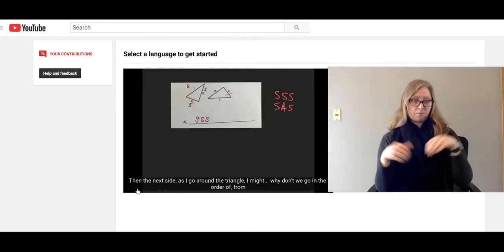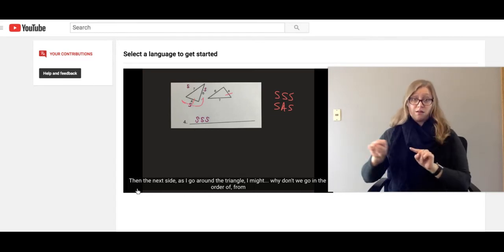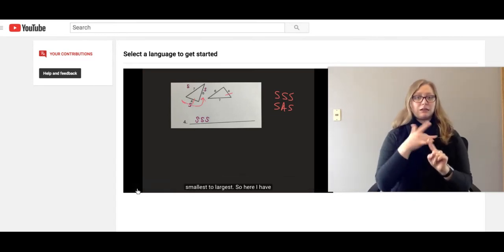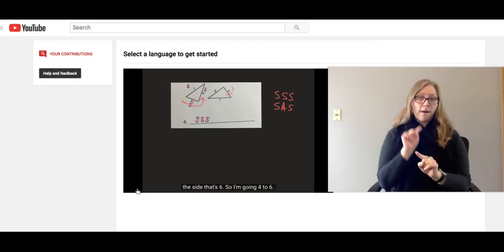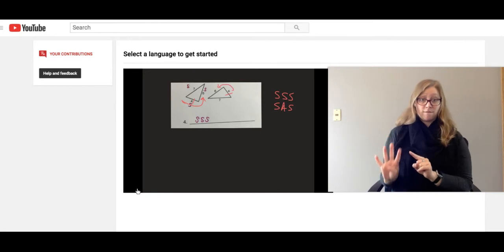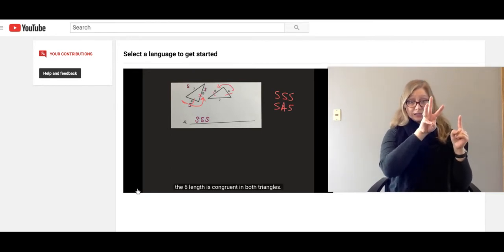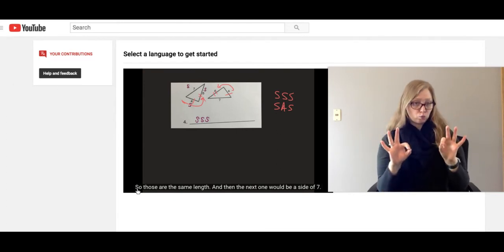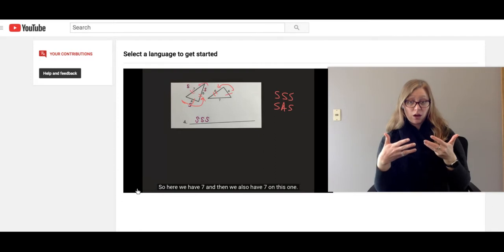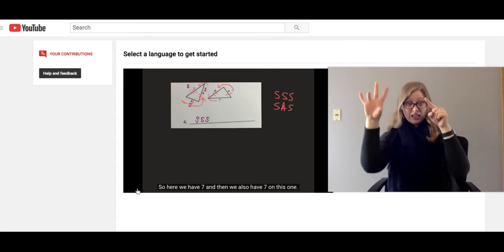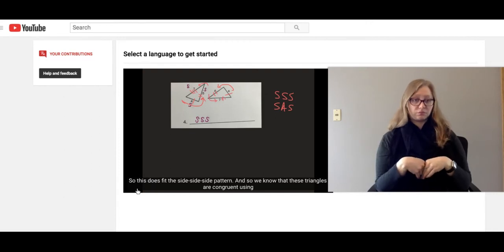Then the next side, as I go around the triangle, why don't we go in the order from smallest to largest. So here I have the side that's 6, so I'm going 4 to 6, and the 6 length is congruent in both triangles, so those are the same length. And then the next one would be a side of 7. So here we have 7, and then we also have 7 on this one. So this does fit the side, side, side pattern.